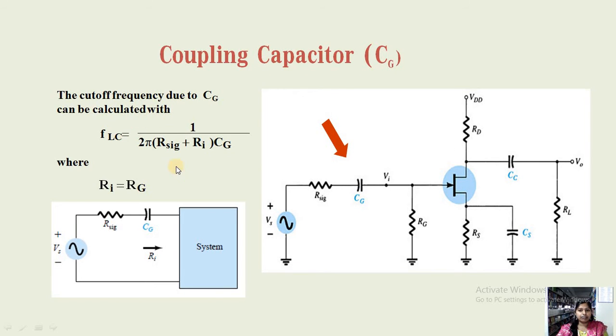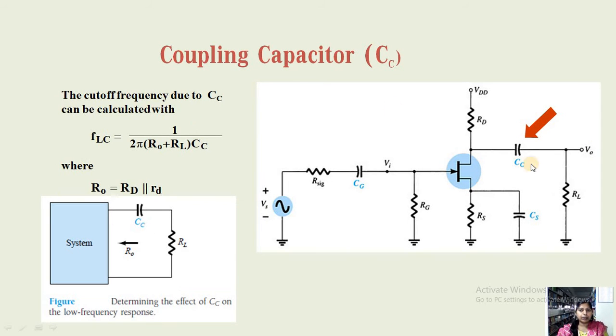Now, in order to find the cutoff frequency due to each of these capacitors, let us first see the effect of the capacitor CG. Due to capacitor CG, let us consider the remaining entire system is replaced with its equivalent resistance, that is Ri. Then the cutoff frequency due to CG is FLG equal to 1 by 2 pi RC. Now the resistance here will be the resistance of the signal source plus the resistance of the amplifier system, into CG. So 1 by 2 pi (R signal plus Ri) into CG, where this input resistance is RG, the gate resistance, because in the equivalent circuit of this amplifier circuit we have an open circuit between gate and source. So therefore simply we have RG. So Ri is equal to RG.